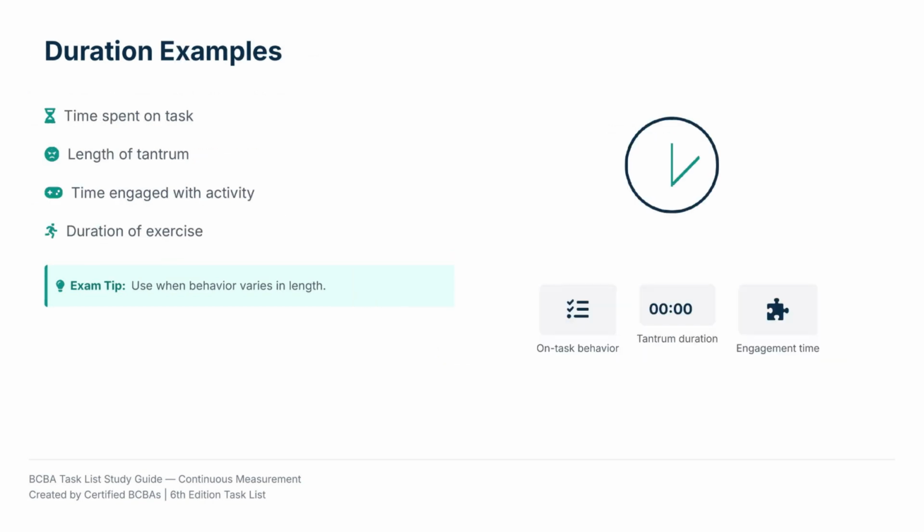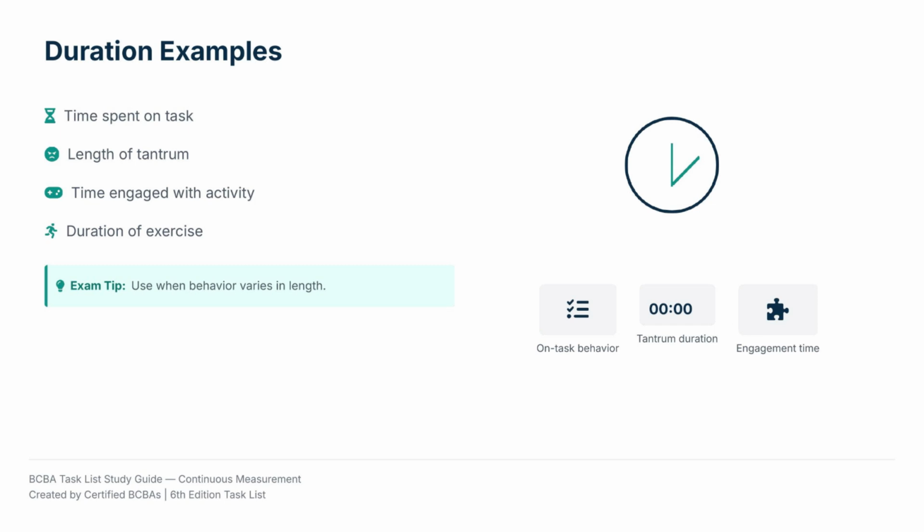Some practical examples of duration measurement include time spent on task during a learning activity. We might measure the length of a tantrum, starting when the tantrum begins and ending when it stops. Another example is time engaged with an activity, such as playing with toys or completing homework.